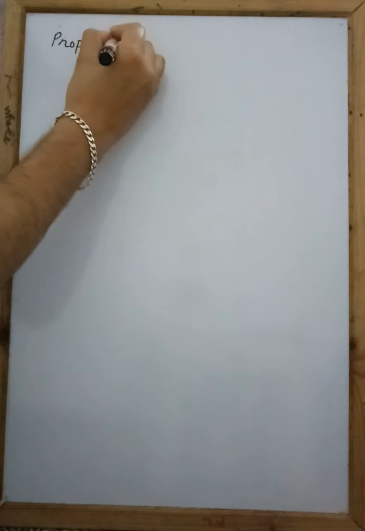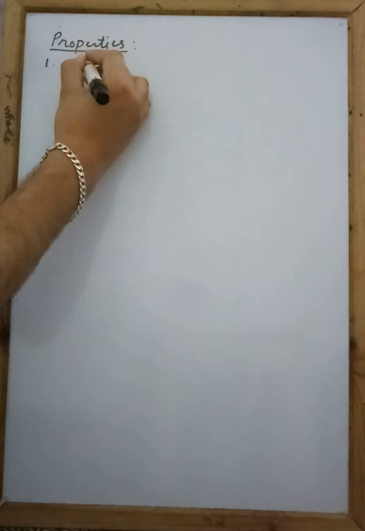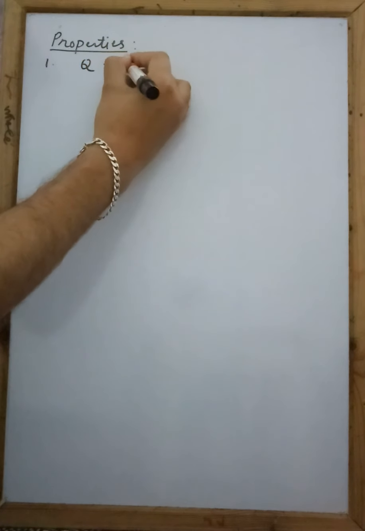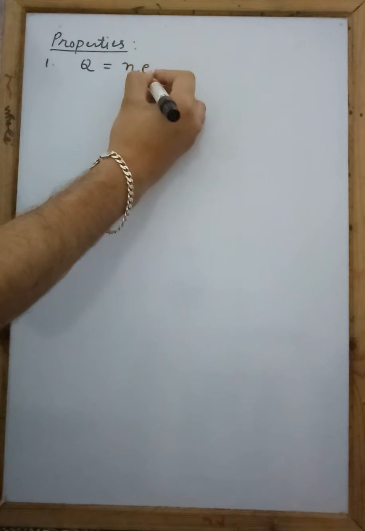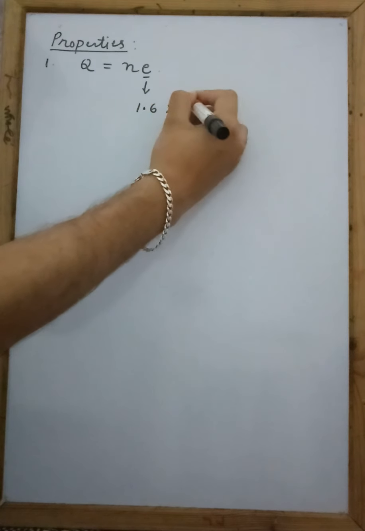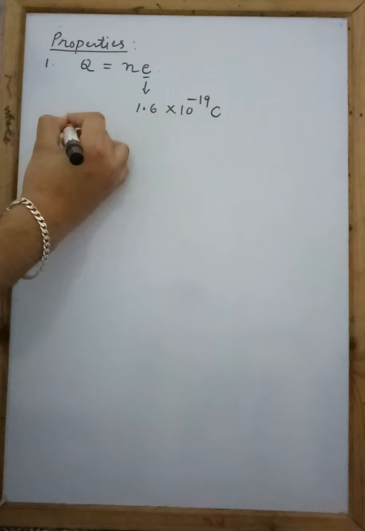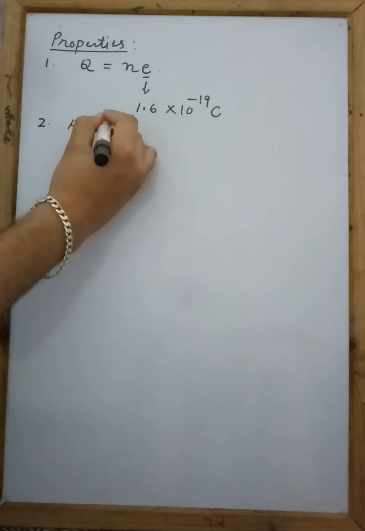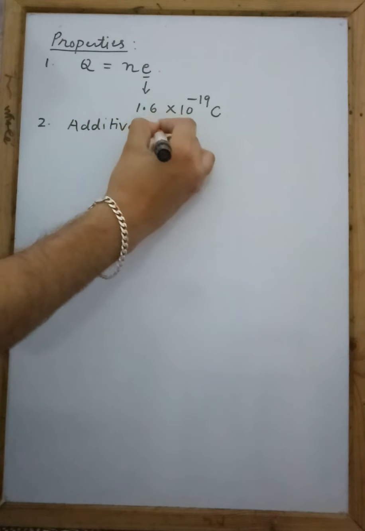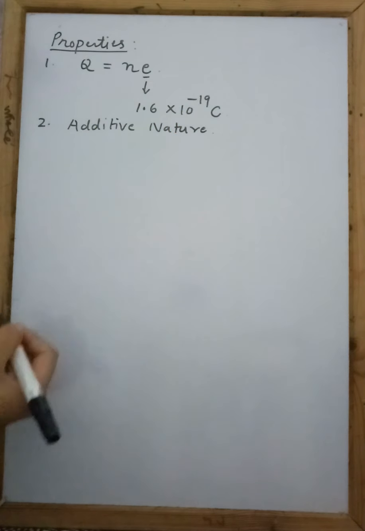The properties of charges that we have done were, number one, that charge is always quantized. Quantized means that Q is equal to the number of electrons times the charge on one electron, where this e is a fundamental constant having a value of 1.6 × 10^-19 coulomb. Then we have another property, which is that charge is additive in nature. You can straight away add charge like you add scalars. So it is additive in nature.